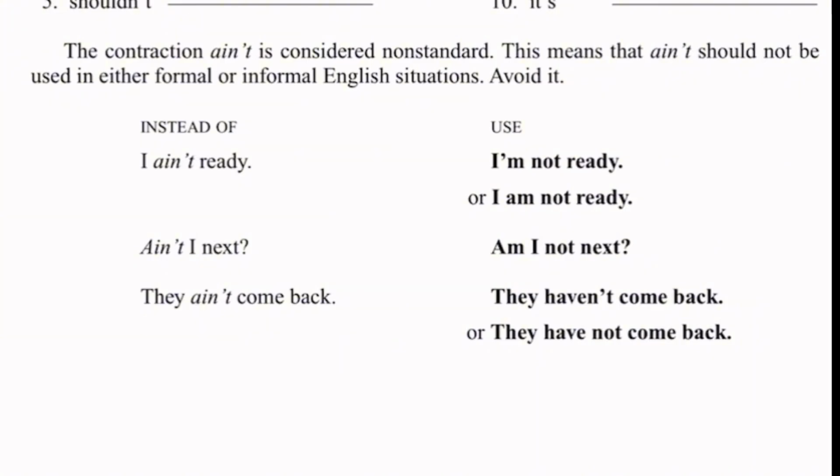Let's talk about the contraction ain't. It's considered non-standard. If you watch American movies, sometimes they use it, but try to avoid it in formal situations, even in informal ones. I ain't ready. Just say I'm not ready or I am not ready. Ain't I next? Am I not next? They ain't coming back. They haven't come back or they have not come back.